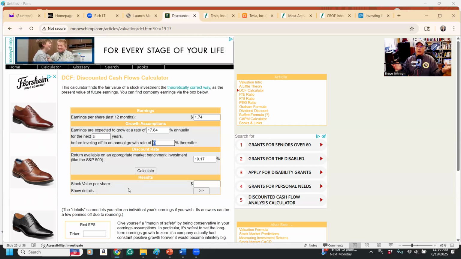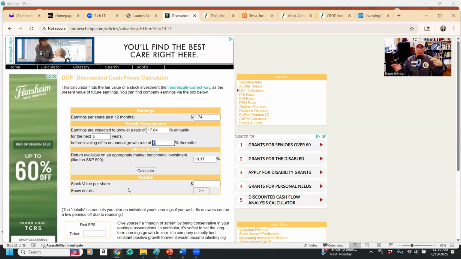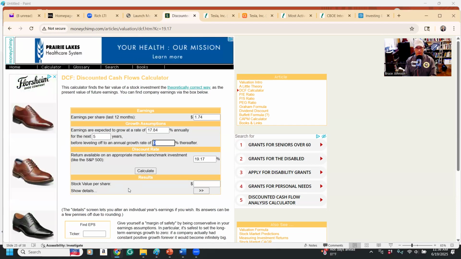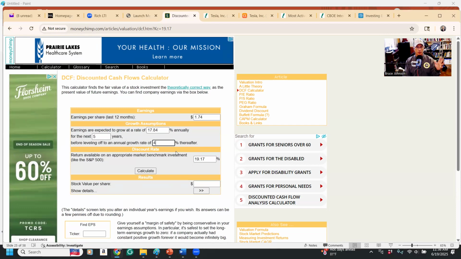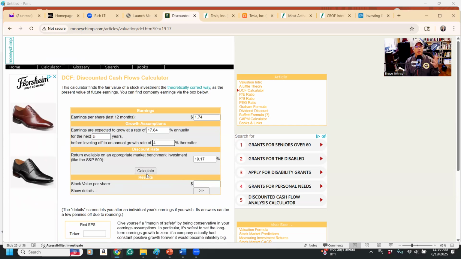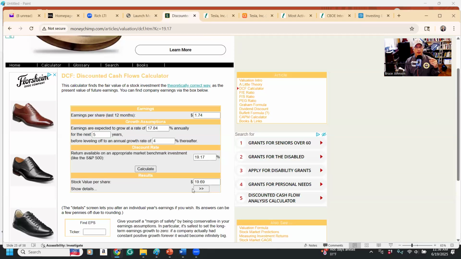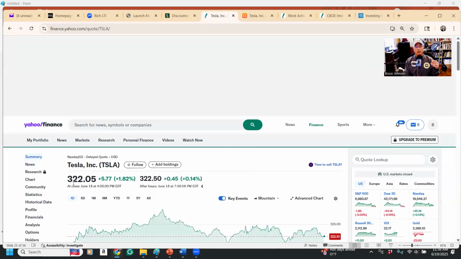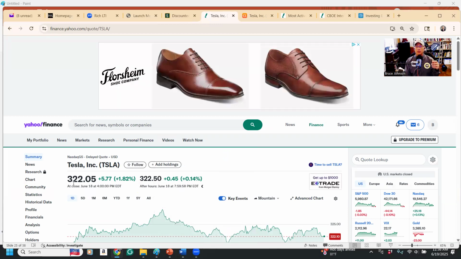So we're going to assume that not everybody today drives a Tesla, but more and more people are going to do that. So I'm going to level them off to 4%, okay? Because they've been around for a while, but I think they're still going to be growing by a fair amount. So we discount all of this information by 19%, and that's going to give us our stock price, what we think the value should be. So we hit calculate, and the stock price should be $19.69 a share. What is it? $322. So we have a horrifyingly overvalued stock.